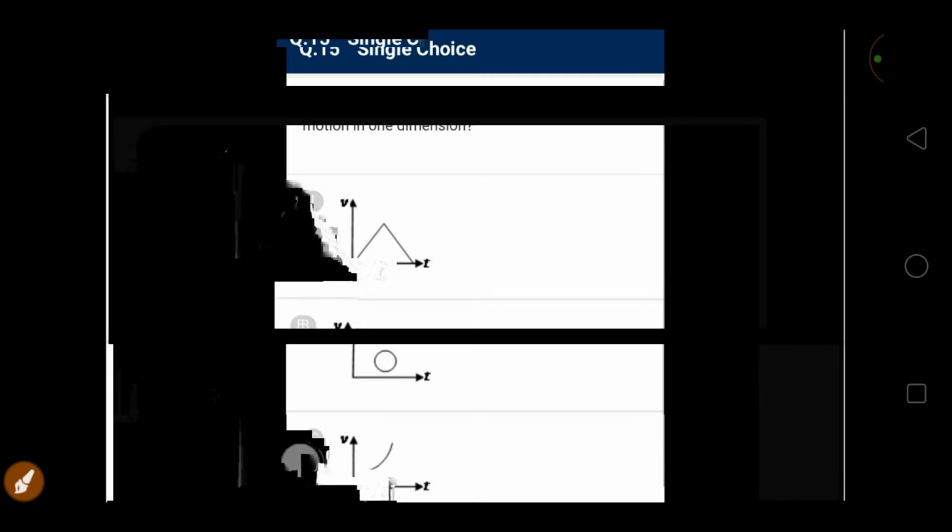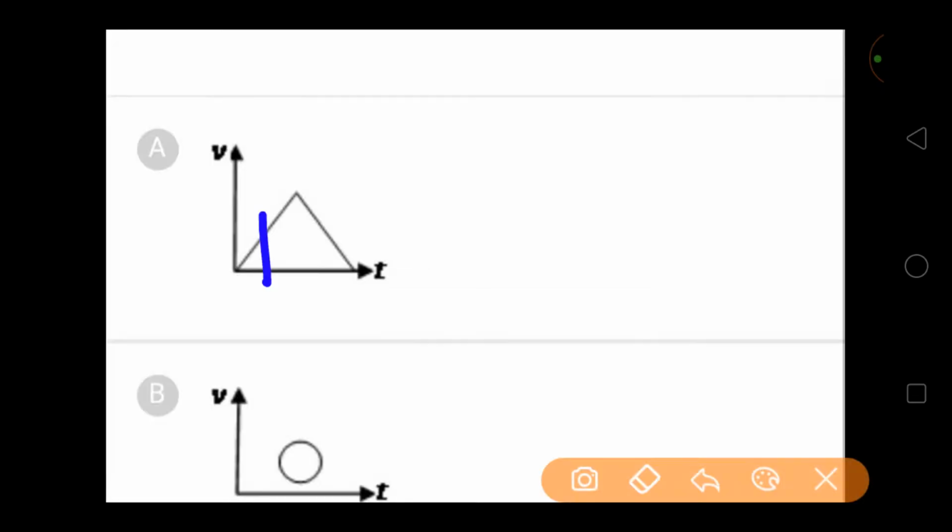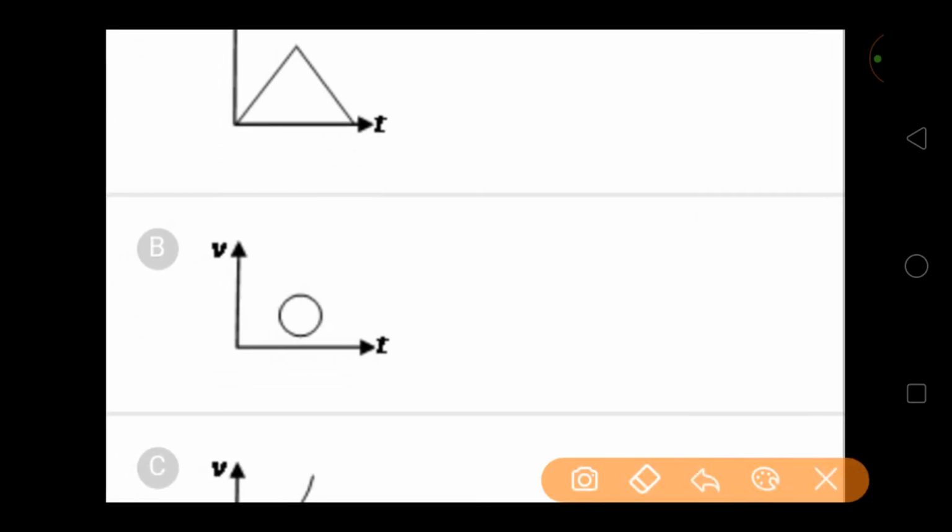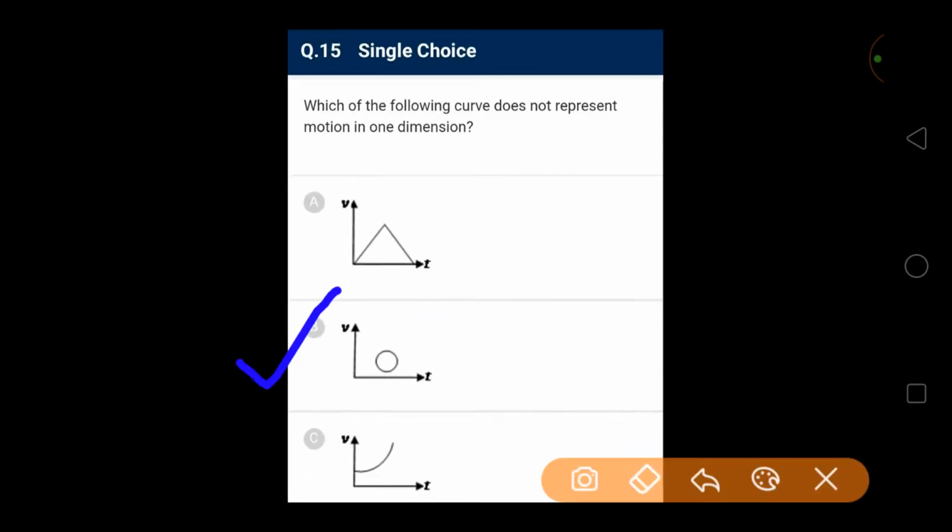At a single time you are having only one velocity. But in the second option, if you check, at a single time you're having two velocities. So this is wrong. This does not represent motion in two dimensions. The 15th one is B.